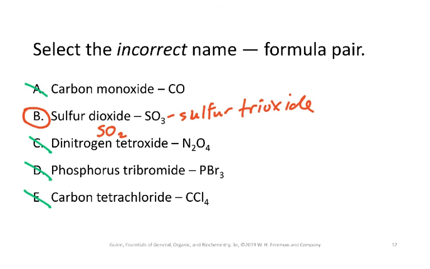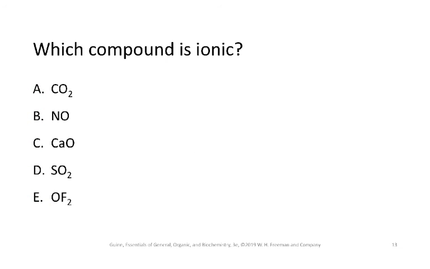Okay, I have one more for you. Which compound is ionic? So go ahead and pause this and answer for yourself. Okay, welcome back. So they are all an atom and oxygen, and that's it. Right, but carbon is a nonmetal, nitrogen is a nonmetal, calcium is a metal, sulfur is a nonmetal, and fluorine is a nonmetal. And so calcium oxide is ionic, and the others are all covalent.